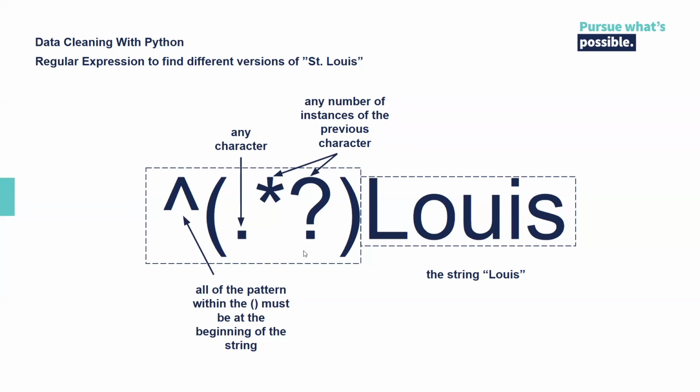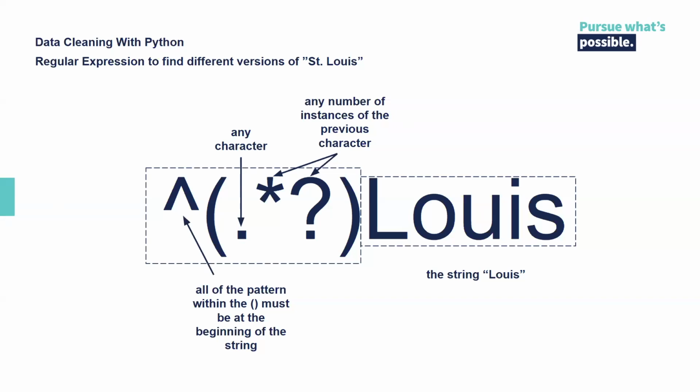So what this is saying is if there's anything that starts with something and then ends in Louis, then that's going to be St. Louis, and we want to replace that with the version of St. Louis that we want. So this is a lot of characters just to indicate that, but it's a little bit more of an advanced example of using regex in this way.